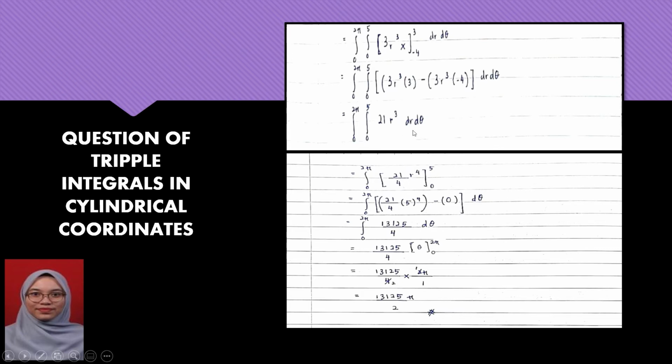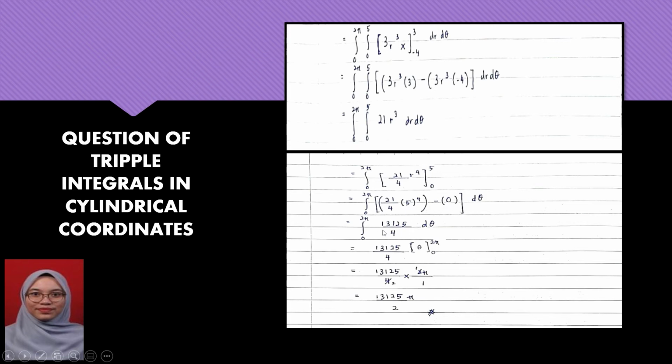Then we integrate with respect to dr. So the limits are 0 to 2 pi, and 21 over 4 r to the power of 4, with limits 0 to 5. Then we substitute the limits into the equation, with limits 0 to 2 pi, 21 over 4 multiplied by 5 to the power of 4 minus 0, d theta.